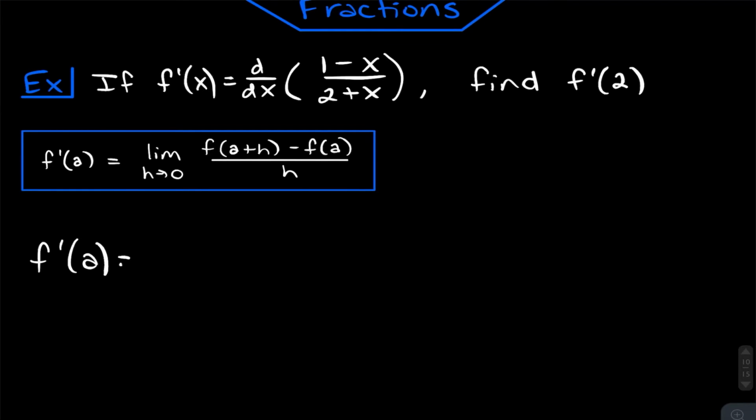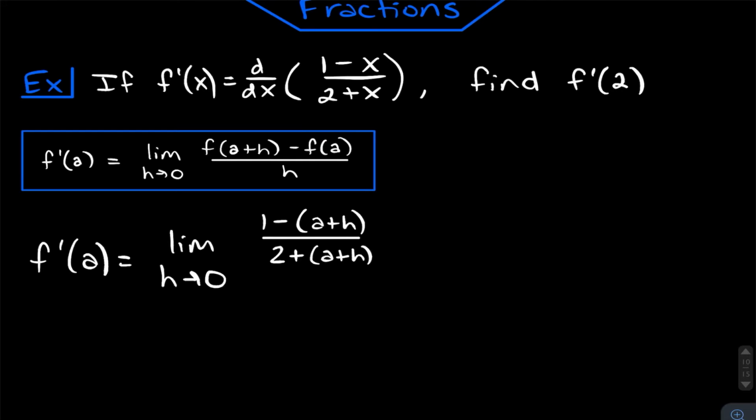F prime of a is going to equal the limit as h approaches 0 of f of a plus h. So now, instead of having a 1 minus x over 2 plus x, we're going to plug in a plus h every time we see an x. So instead of a 1 minus x, it'll be a 1 minus a plus h. Instead of a 2 plus x, it's going to be a 2 plus a plus h. Then we're going to have minus f of a. So every time we see an x, now we're going to put an a. So we get a 1 minus a over a 2 plus a. And now that's all going to be over h.